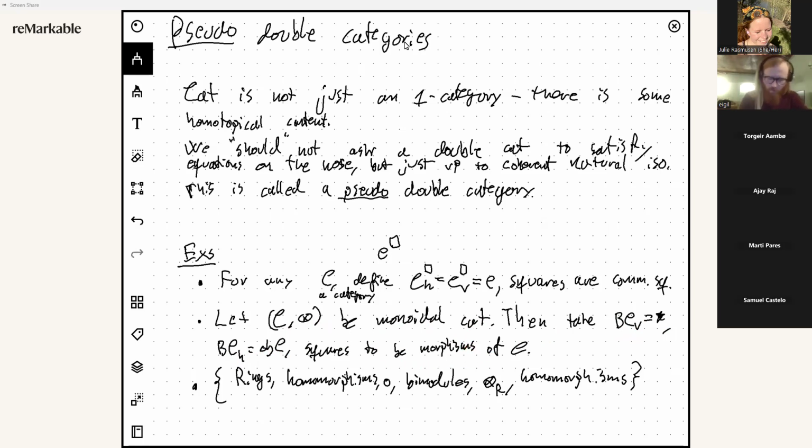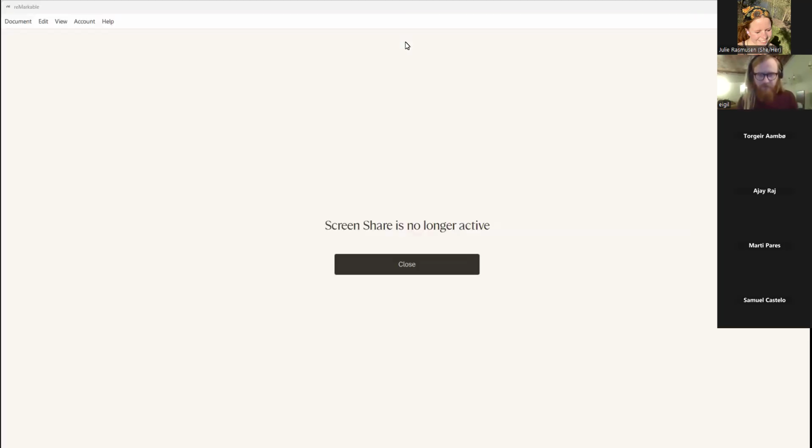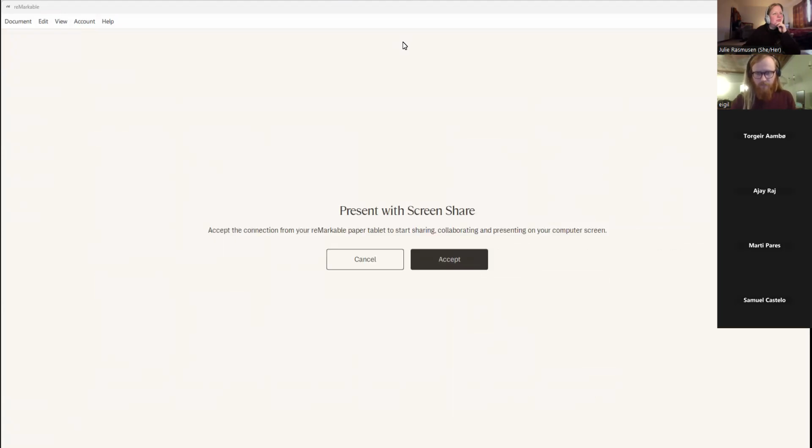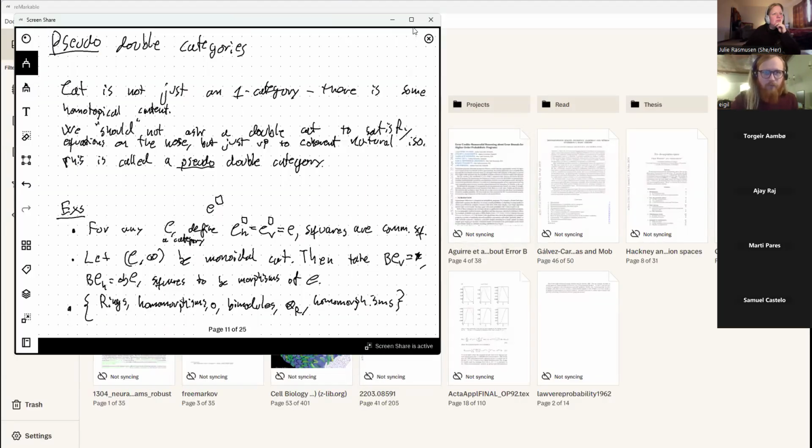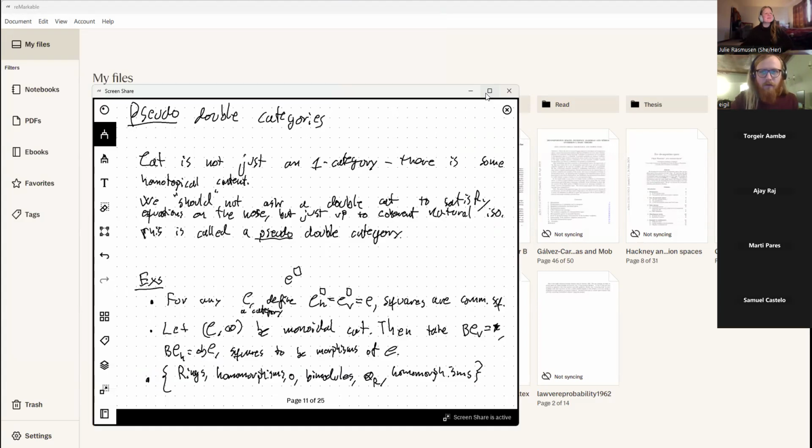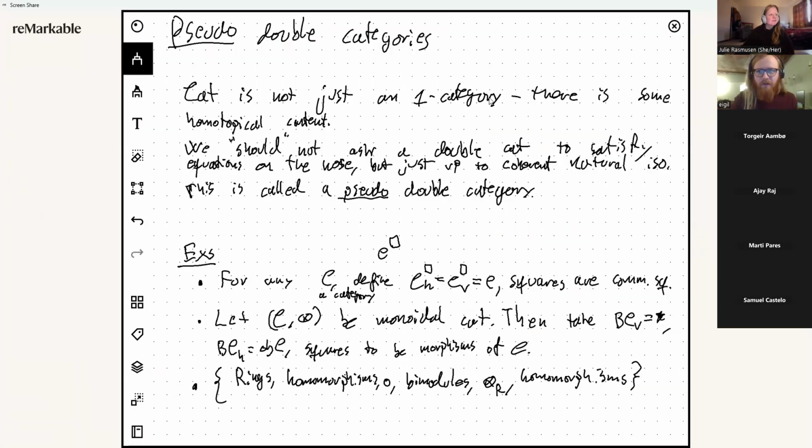Right. So maybe a more interesting example is there's a double category where the objects. Oh, hell. Sorry, my slides just disappeared. There we go. Does this look right for you now? Can you see the whole thing again? Yes. Good. Sorry about that.